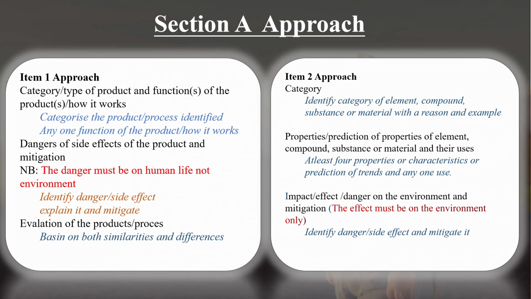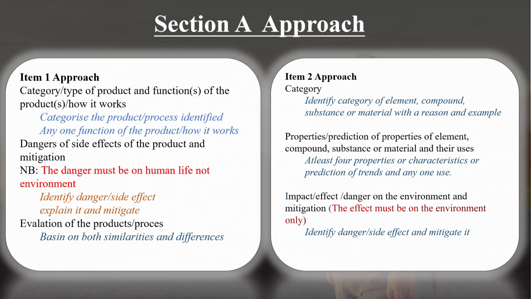For item 1, the first thing we need to put as we respond to this item is the category or type of the product and its function, or how it works. If it is a product, how does the product work? So you need to state the category clearly and state how it works. You categorize the product or the process that you have identified, and identify one function of the product or how it works.